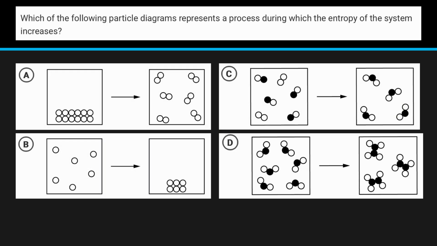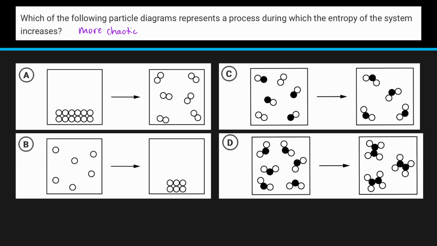All right, so to wrap up 9.1, let's do one of our College Board questions. Which of the following particle diagrams represents a process during which the entropy of the system increases? So remember, if entropy is increasing, it's becoming more chaotic, meaning there is more disorder.